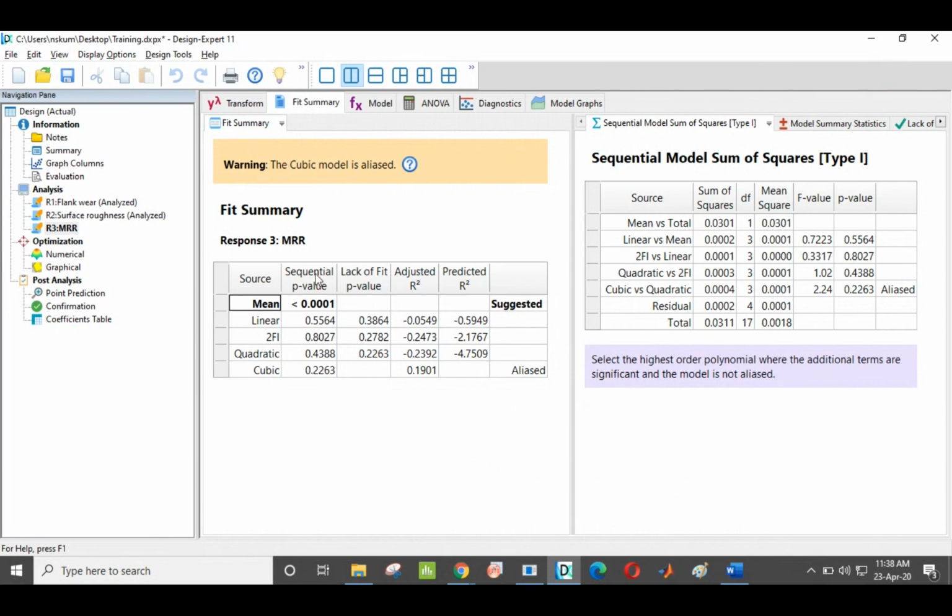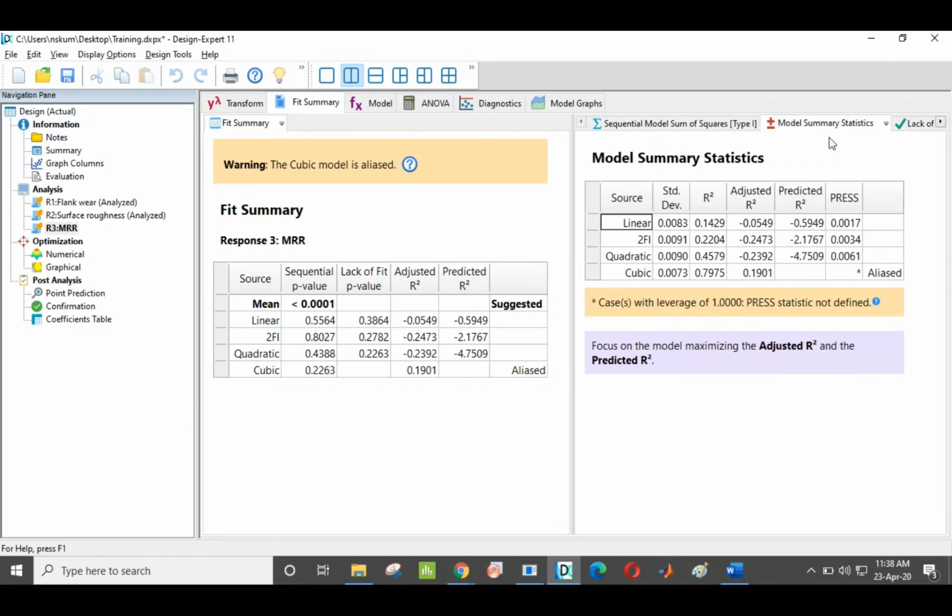So no model is suggested here. Why? We will go with the model summary on the right side. On the right side, in the red plus or minus model summary section, click that. Here you can see the R square value is very, very low. Even though it's rising, the predicted R square value is lower. The predicted R square value is lowering, so it is not suggesting us any model.